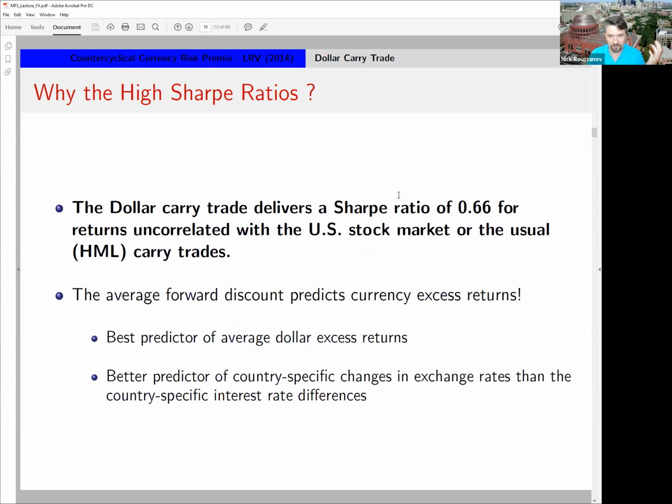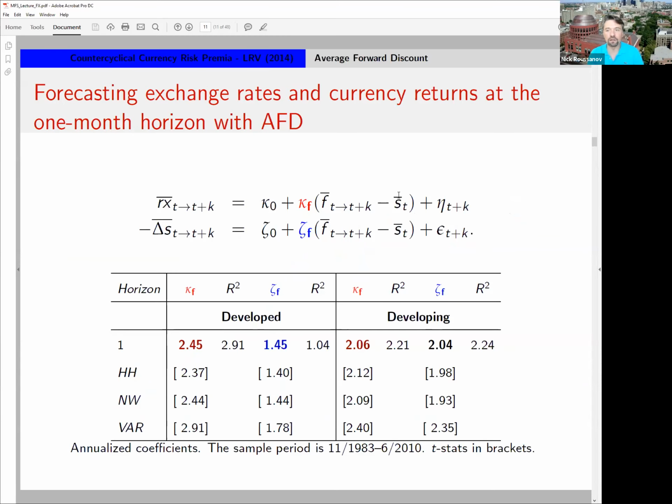So I'm going to talk about this as a profitable strategy. Well, why is this a profitable strategy? Well, because conditioning on the average forward discount, you can predict subsequent excess returns, and in fact, you can predict exchange rate appreciation or depreciation. And there's lots of regression evidence that we had documented. Again, it works for developed country currencies and emerging country currencies, as long as you use the average forward discount of the developed countries.